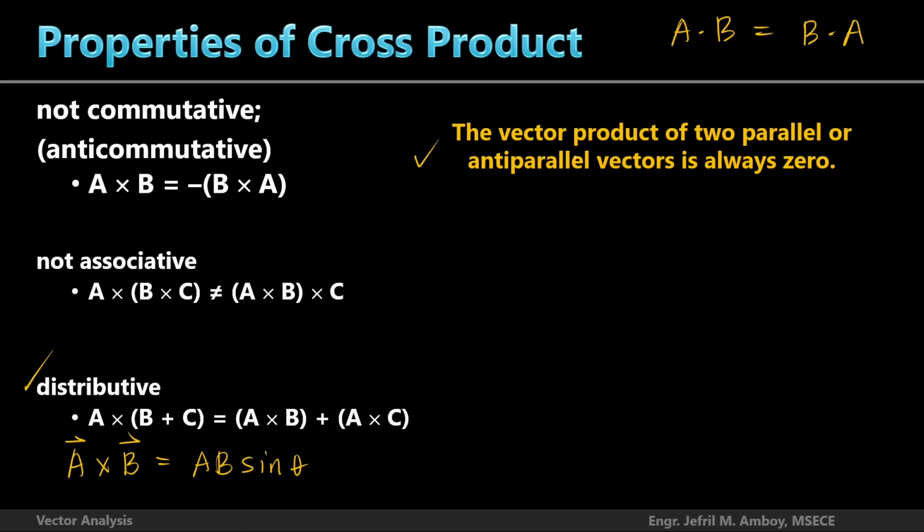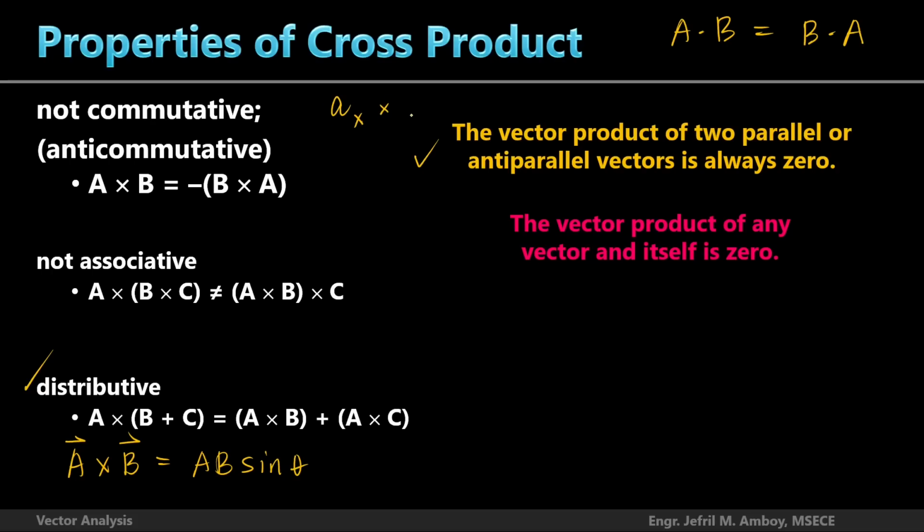Now, this also applies to unit vectors. Why? Because the cross product of two identical vectors is always 0. If we have two identical unit vectors, for example, AX cross AX as well, these vectors are identical, meaning the angle between them is 0, and therefore this rule applies. That's why the vector product of any vector and itself is always 0. How about the cross product of different unit vectors? For example, AX, AY, and AZ.